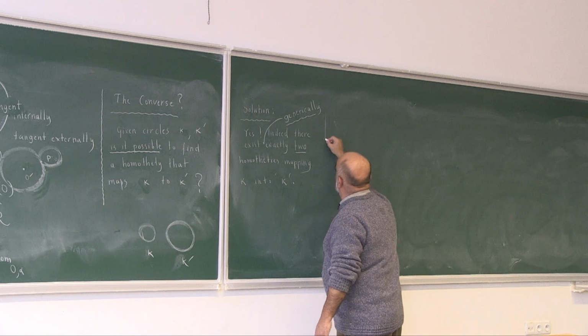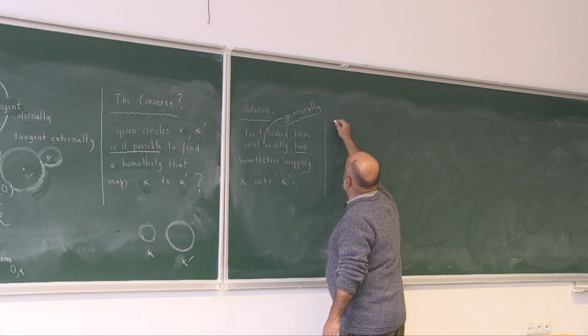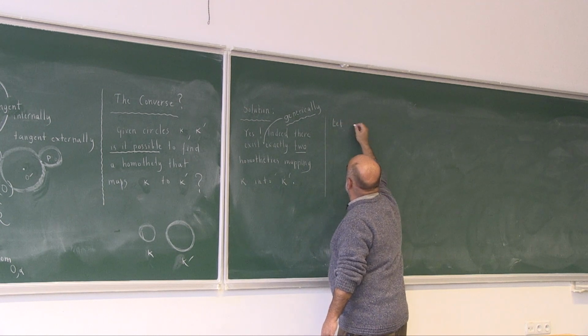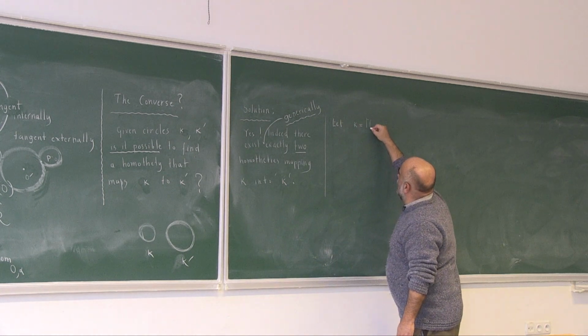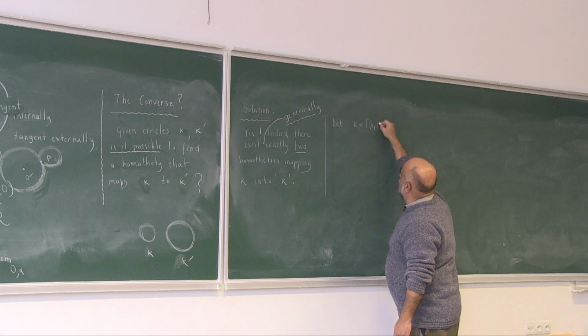Let's say kappa is the circle of center O, radius R.